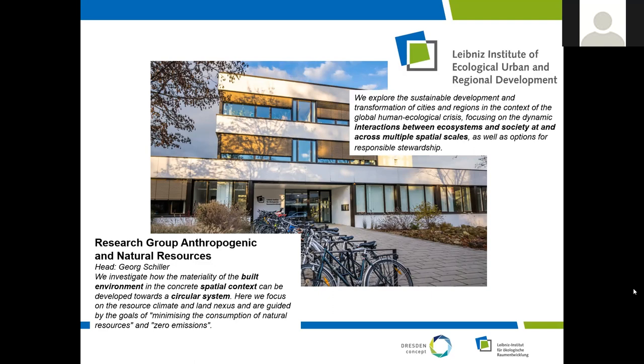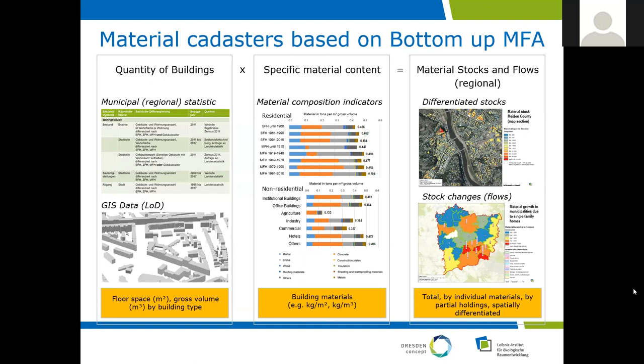The basis of the circularity model in the material is the material cadastres. For the quantity of buildings, we combined the municipal statistics and the GIS data together to obtain the two and three dimensional building information. Then is the specific material content for different building types. We considered the single family homes and the multi-family homes for diverse age classes in terms of residential buildings, and the different types of non-residential buildings, something like agricultural buildings, industrial buildings, and commercial buildings. The results of very detailed stock and flows of construction materials can be obtained by combining these two types of cadastre data together.